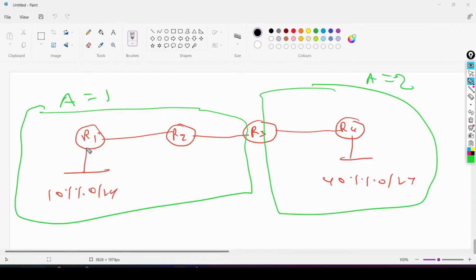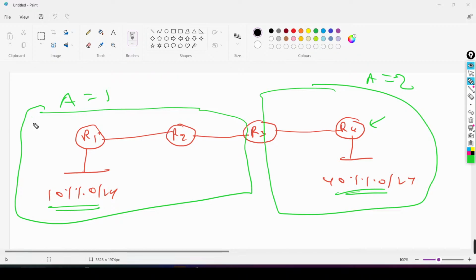So router 1 will generate its LSA 1, right? And LSA 1 will not cross the area. That means LSA 1 of router 1 will not reach area 2. Yes or no? LSA 1 of router 1 can reach till router number 3 only. Yes or no? So router number 4 will never get this network information. Yes or no? In the same way, router number 1 will never get this network information. So these two LANs cannot communicate with each other. Yes or no?